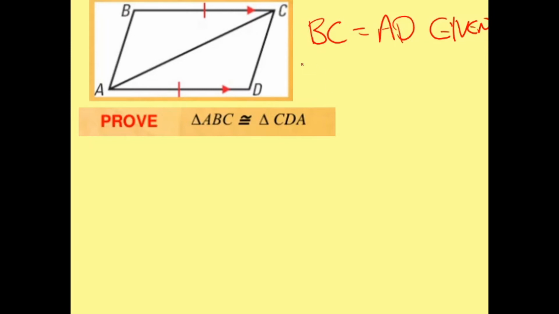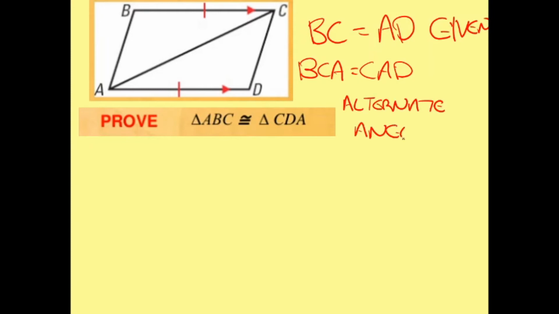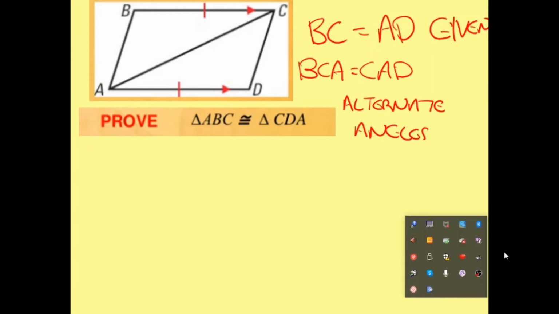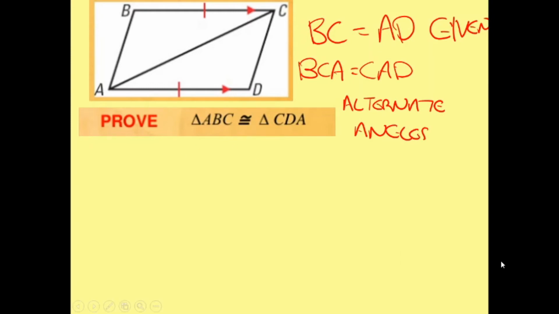And I also know that BCA and CAD have to also be the same. And that's because they're alternate angles. These are alternate angles. And so I think I need an extra thing here. Now, it's very hard to keep going back to the rules of parallelograms, but the side AC is actually shared by both triangles. So I'm actually going to say AC equals AC. I'm going to call it a shared side.